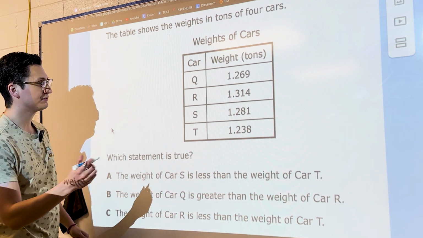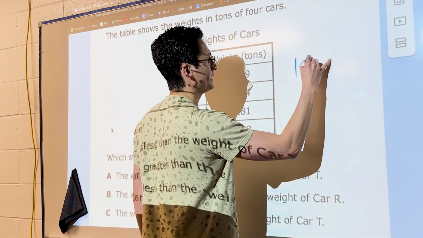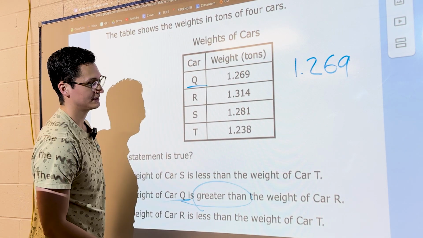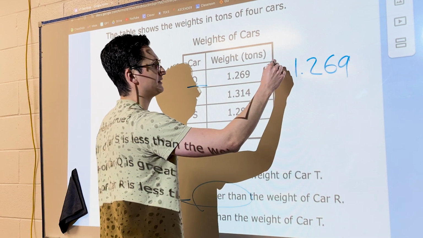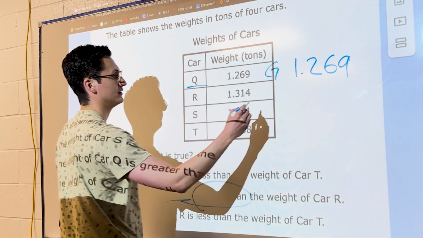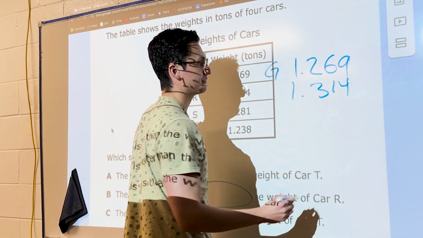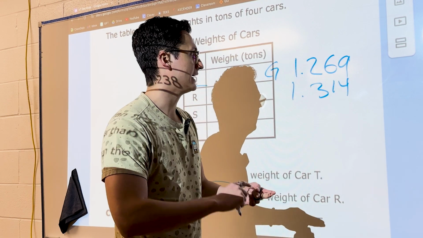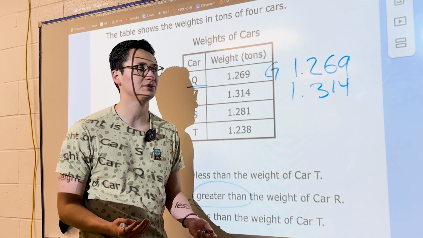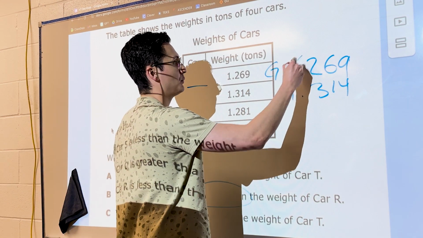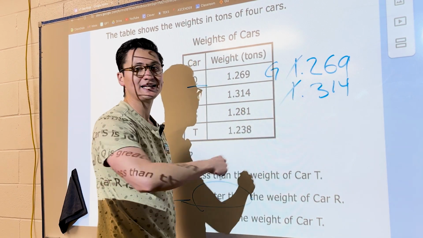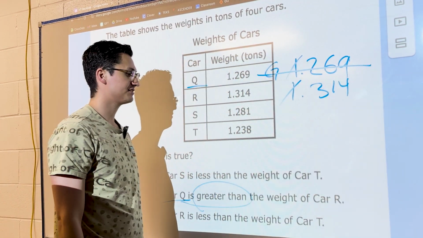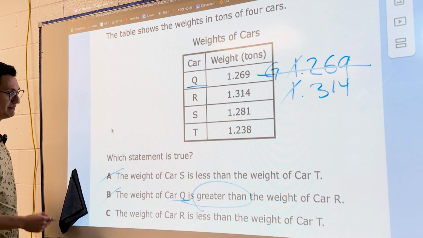Let's go to B. The weight of car Q, which is 1.269, is greater than the weight of car R. So they're telling us this number is greater. Car R, 1.314, and we compare. When we compare, make sure you line up your decimals, your placeholders, and your place values. In this case, we don't have any placeholders. So let's compare. The 1s are equal. Is 2 greater than 3? No. 2 is not greater than 3. Therefore, it is false, and that is not the right answer. So we can eliminate A and B.